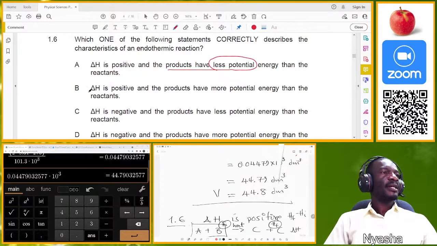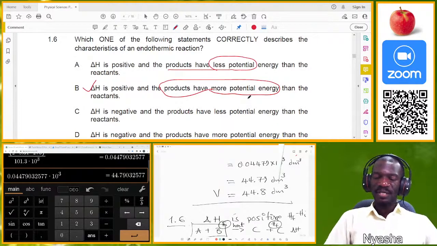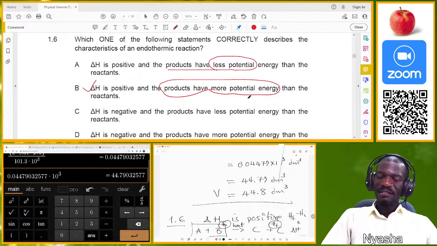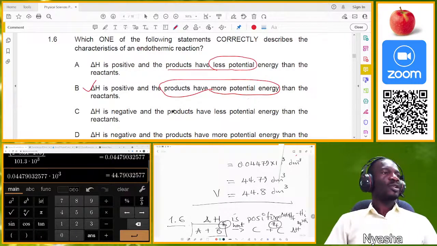Second one, delta H is positive, so this one qualifies. The products have more potential energy, right? This one works for our criteria because if they have more potential energy, it means H final is greater than H initial. This is what would make delta H equal to H final minus H initial a positive value. So we can stick to B.